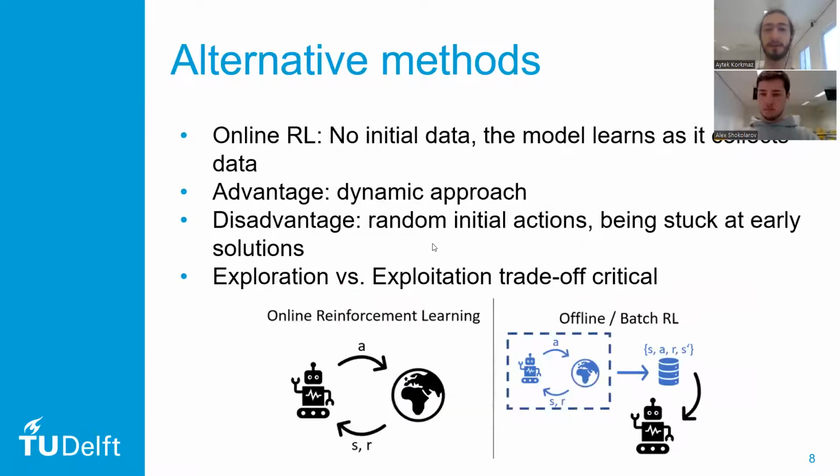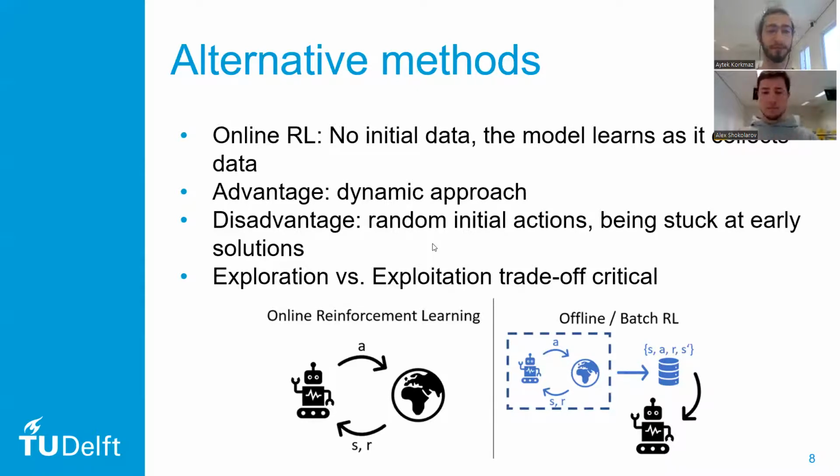And next up, we have some alternative methods, some new methods that could improve the method that is already implemented for reinforcement learning for HIV treatment. And that is online reinforcement learning, which requires no initial data, and the model learns as it collects data. In the current offline reinforcement approach, also called batch reinforcement learning, the model is already trained with a sufficient amount of data before it is used for decision making.